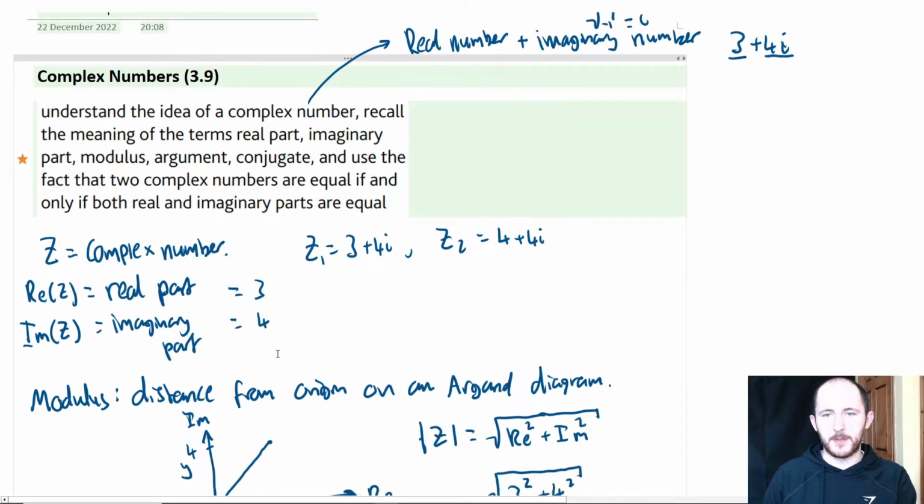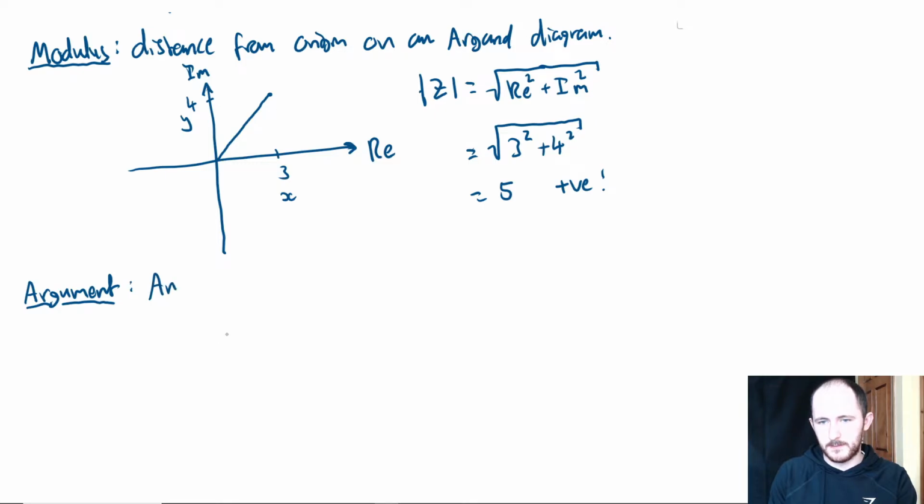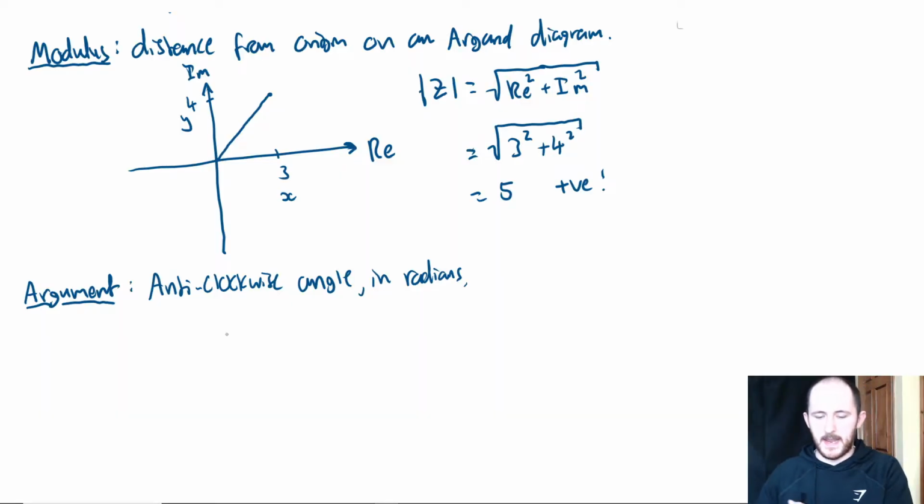What about with the argument? Now, the argument is where it gets a bit trickier. It's a bit more unique, okay? And it is just for complex numbers. So the argument is the anti-clockwise angle in radians that it makes starting from the real axis.